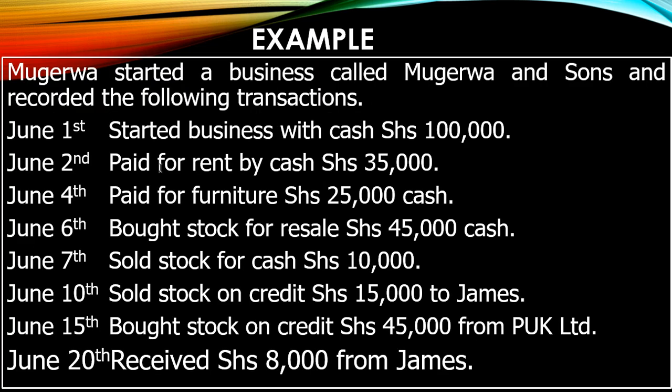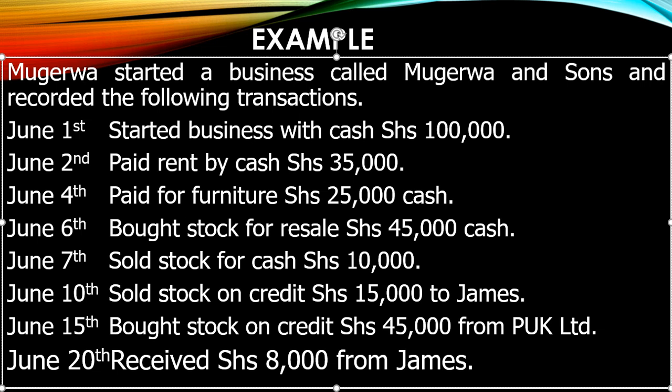Then on the second, paid for rent, maybe paid rent by cash 35,000. So now the rent is an expense and the cash is an asset. So we are going to debit because we are paying rent by cash. We are going to debit rent and credit cash with 35,000.